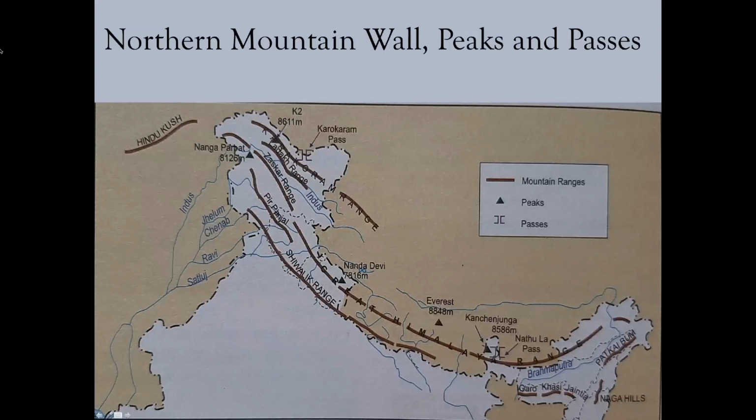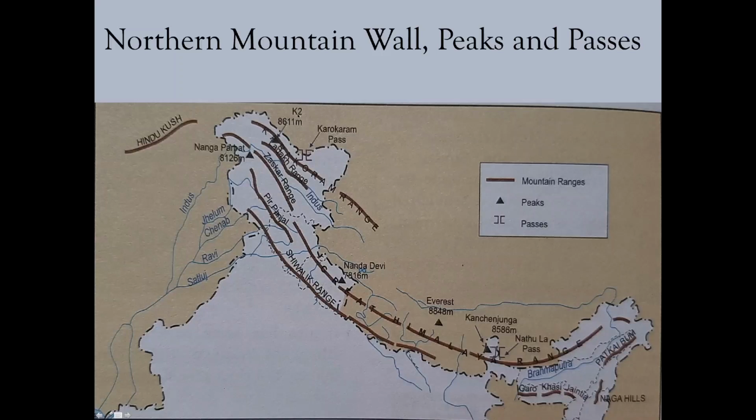You can see in this picture the highest peak of the world, or the highest peak of this mountain range, that is Mount Everest, 8848 meters in height. It lies in Nepal. Actually, it lies at the border of Nepal and China. And Kanchenjunga, 8586 meters. It lies at the border of Sikkim and Nepal.